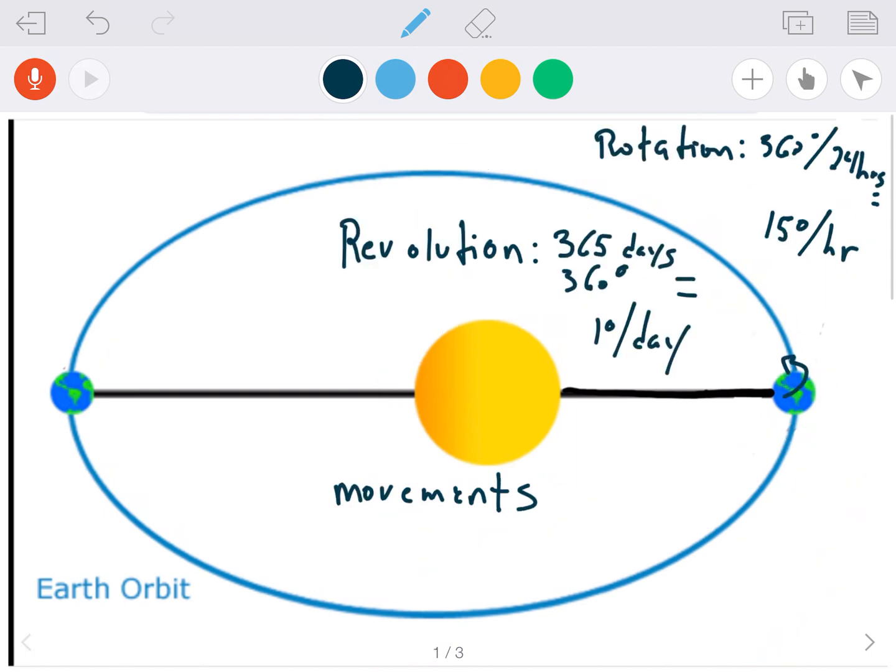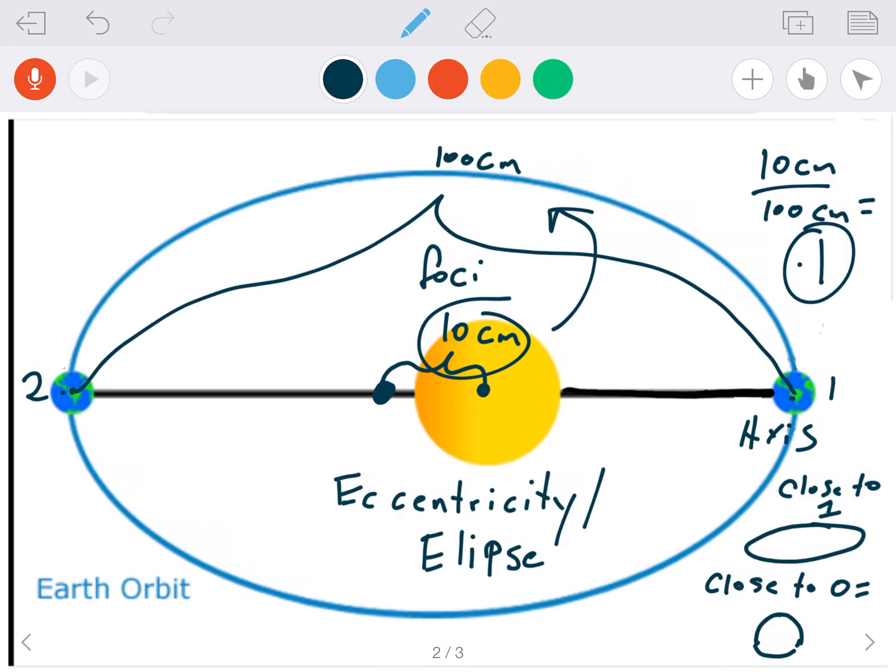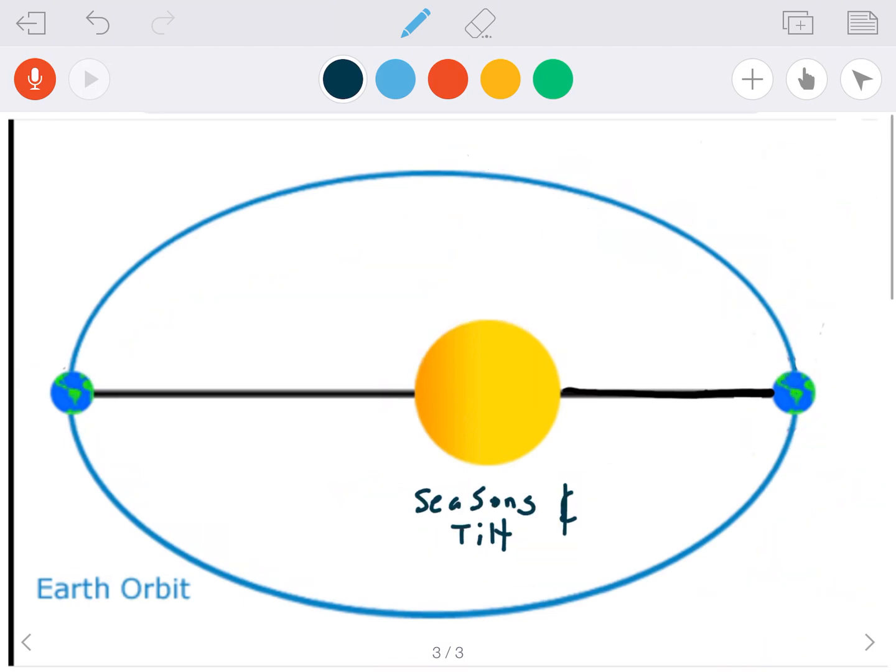All right, so let's see, that is the movements: rotation, 15 degrees per hour; revolution, 1 degree per day around the sun. Eccentricity is the distance between foci over the length of the major axis. Close to 1 is more elliptical, is what you would say. Close to 0 is less elliptical. Then what do we have? We have seasons and we have tilt. All right, so I'm going to also add gravity to this. Gravity.